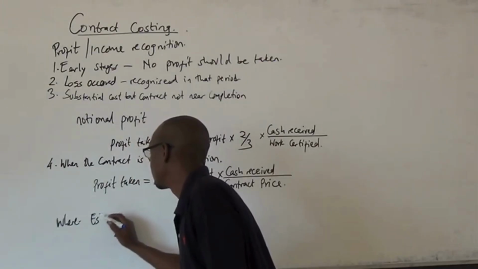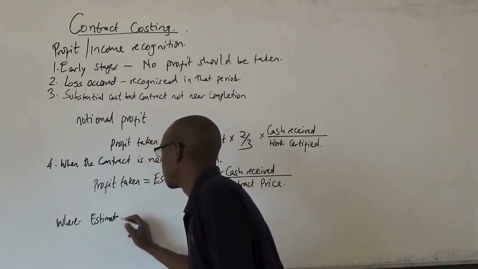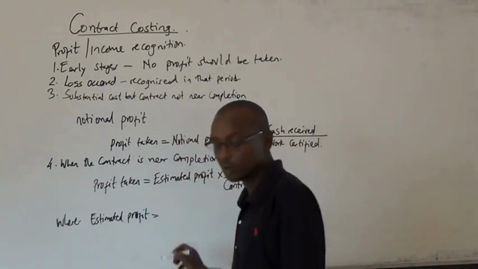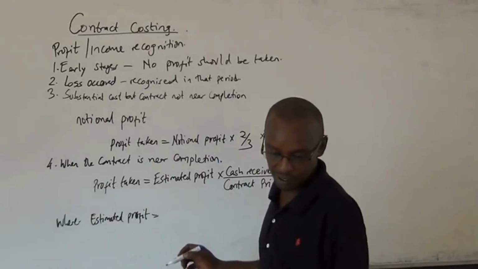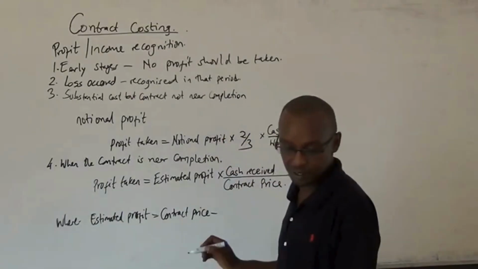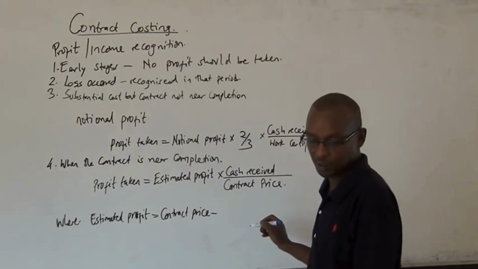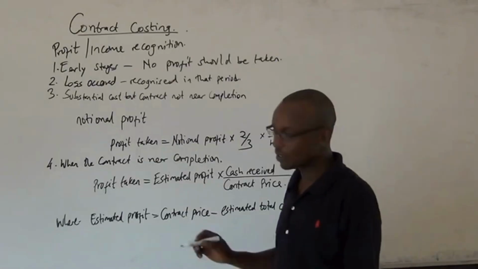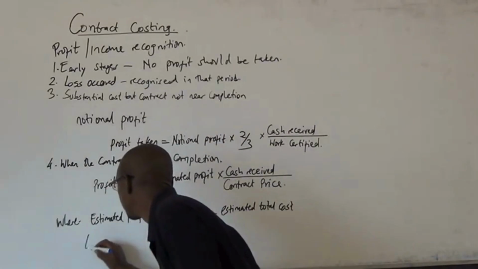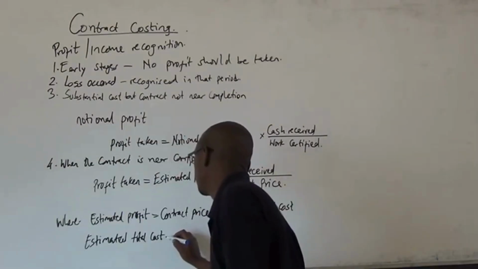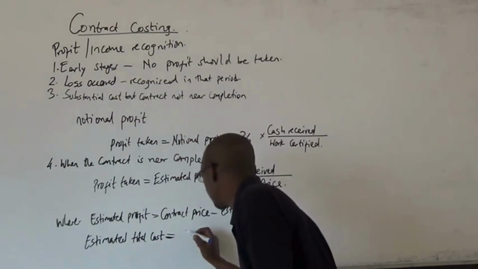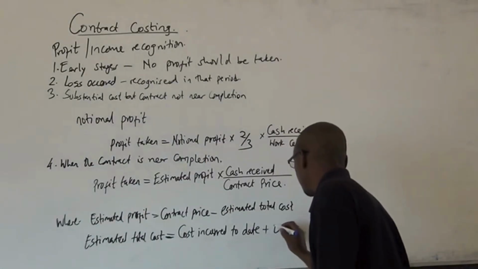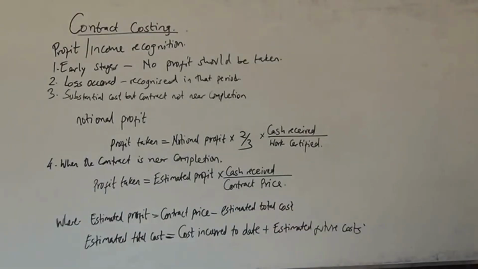Estimated profit is equal to what? Contract price minus estimated total cost. And estimated total cost equals cost incurred to date plus estimated future costs. Like that.